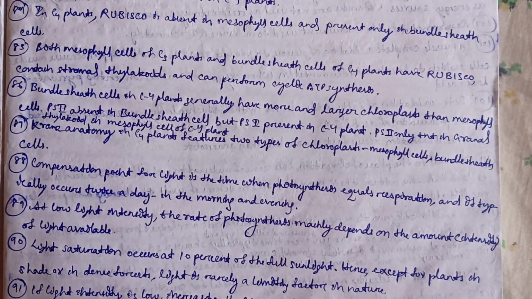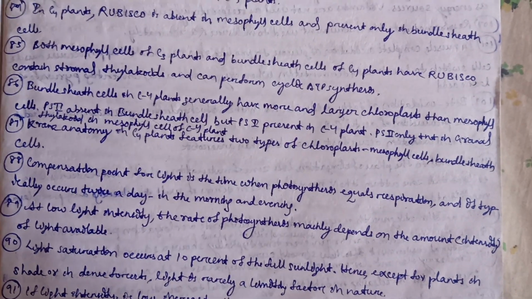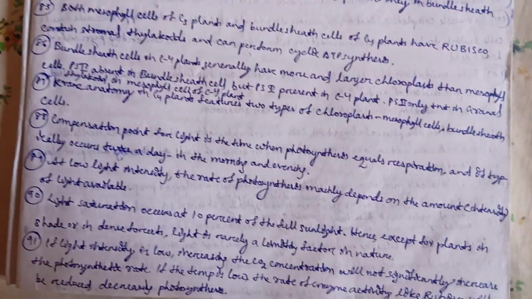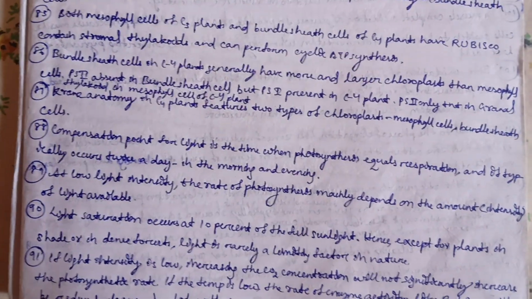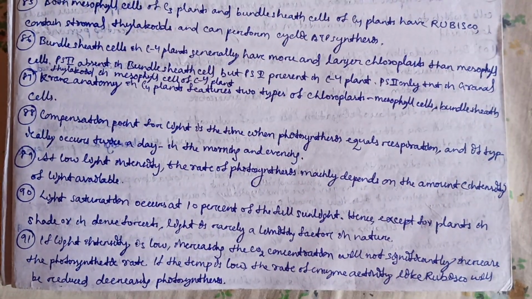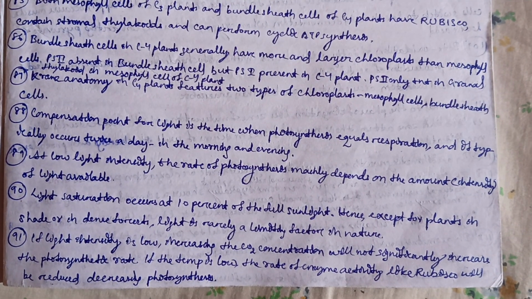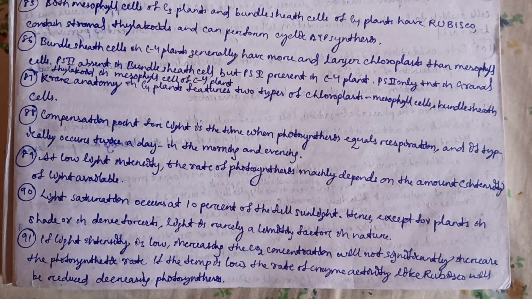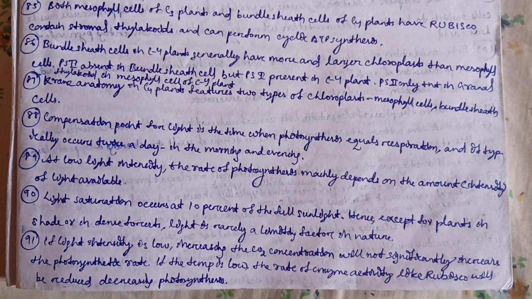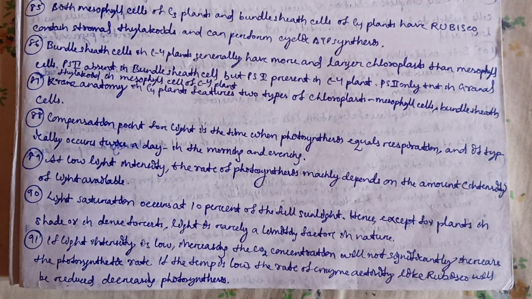Compensation point for light is the point when photosynthesis equals respiration, and it typically occurs twice a day, in the morning and evening. At low light intensity, the rate of photosynthesis mainly depends on the amount and intensity of light available. Light saturation occurs at 10% of full sunlight, hence except for plants in shade or in dense forests, light is rarely a limiting factor in nature.